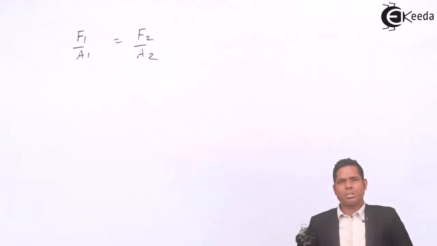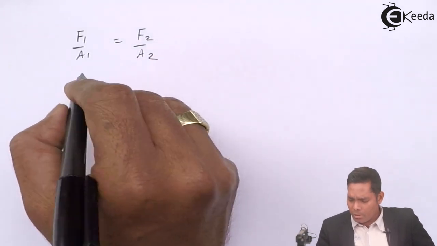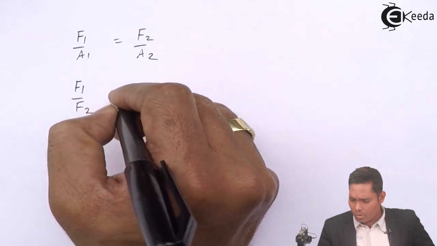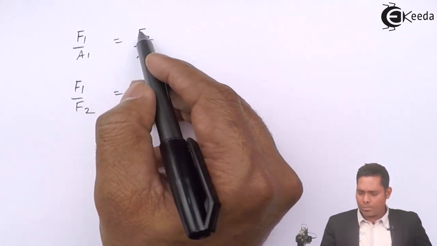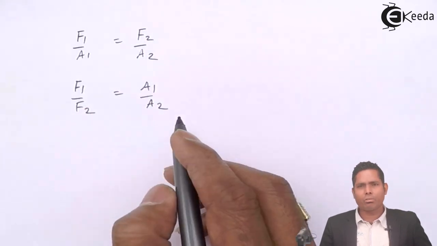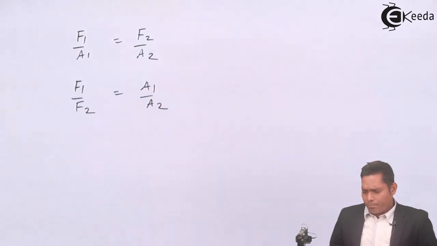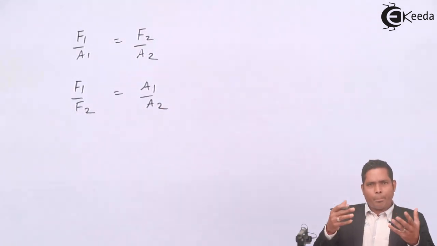This justifies that the pressure is the same, but this doesn't mean that the force is the same, because we can write now that F1 upon F2 is A1 upon A2. This is the relation. This is brought to this side, that is taken to the other side of the equation, and we have this.